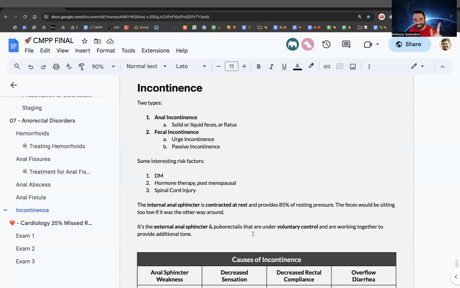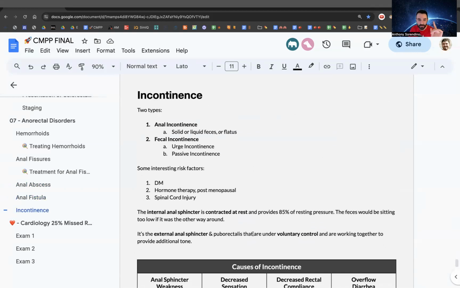All right, incontinence. This is what they added to the blueprint this year, so we should really know it. So incontinence, there's two types. It's anal incontinence or it's fecal incontinence. With anal, you're going to see solid or liquid feces or just flatus. And fecal, you're going to see urge incontinence and passive incontinence.